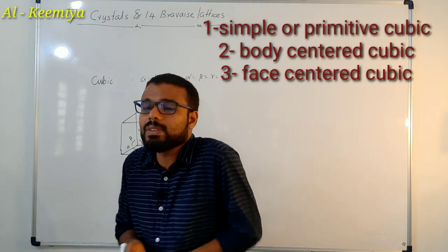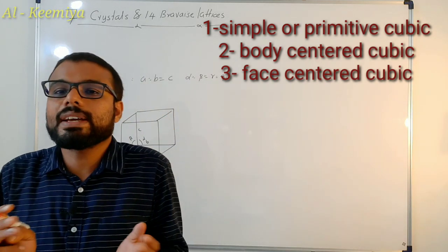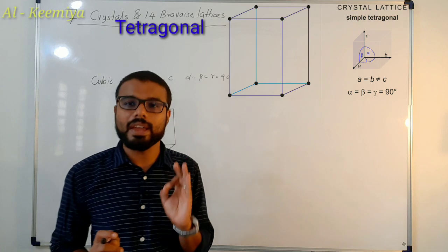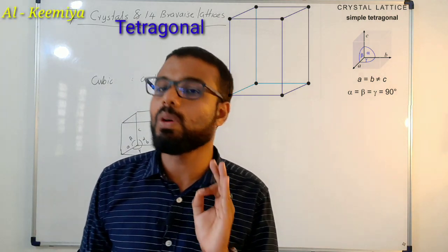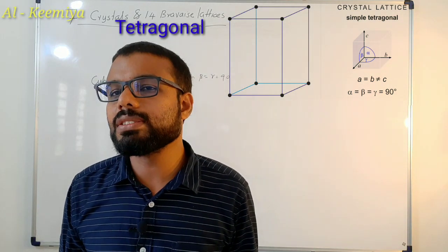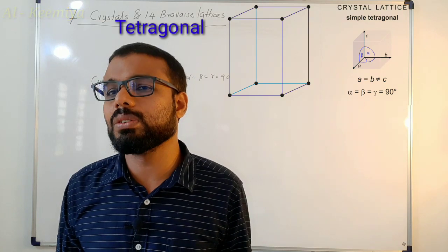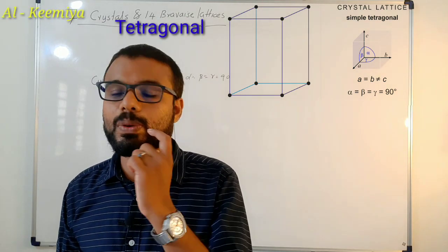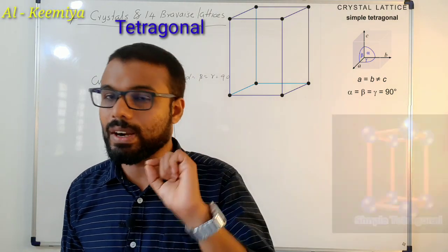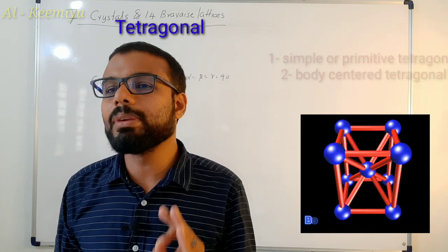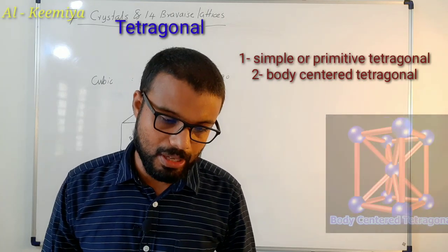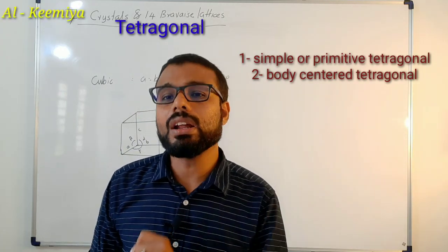Okay, so next one is what? Next one, tetragonal. In tetragonal, A is equal to B is not equal to C, but alpha is equal to beta is equal to gamma is equal to 90. Okay, in this case, what type of unit cell is possible? Primitive and body centered are possible.